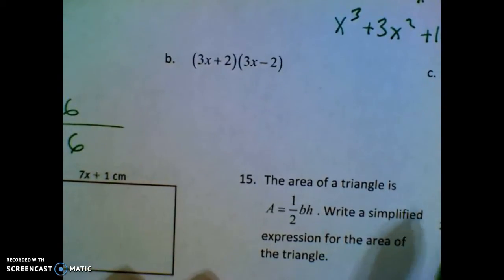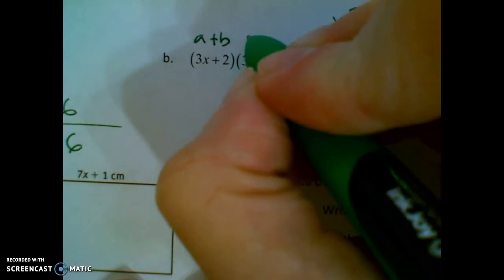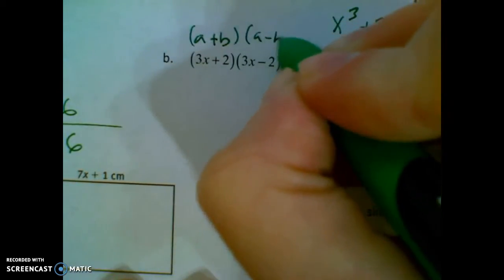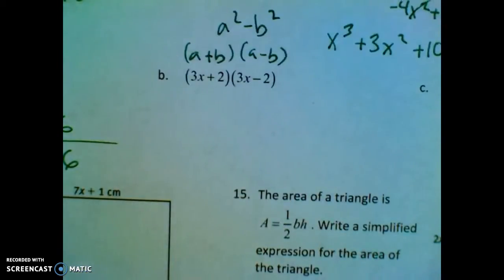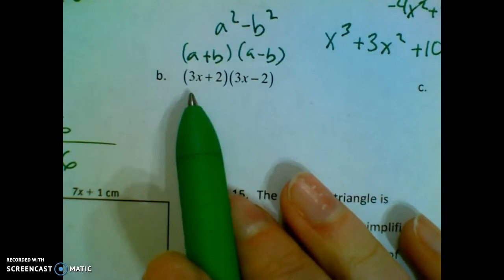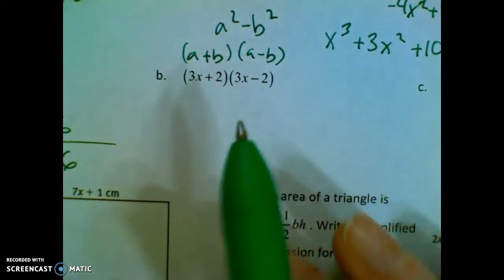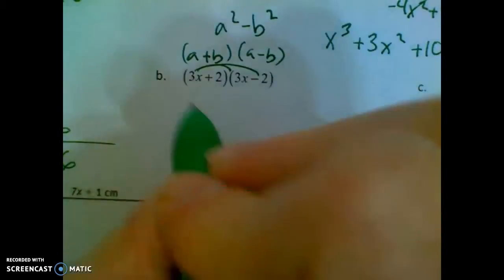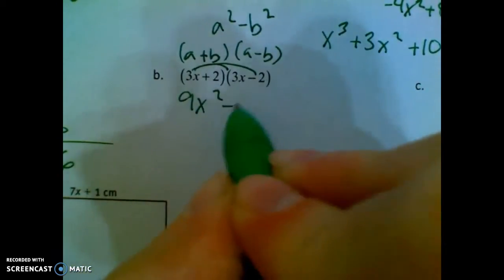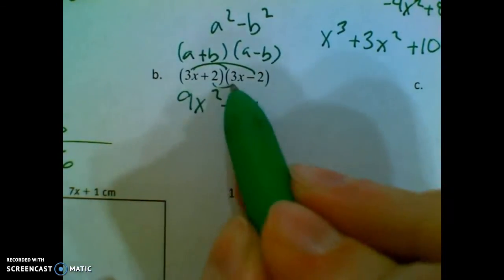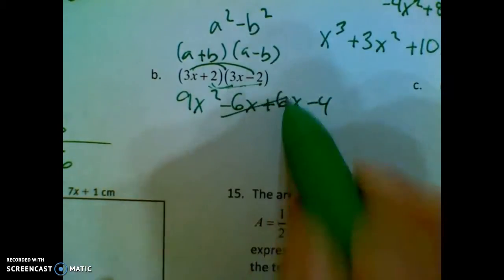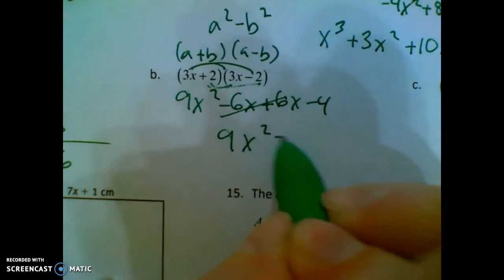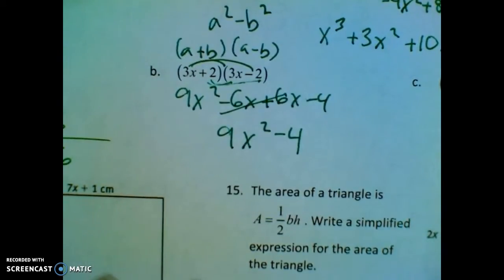Alright, this guy, hopefully you recognize, is an a plus b times a minus b scenario, so it should end up being a squared minus b squared. So I could easily just automatically see that it's 9x squared minus 4, but let's go ahead and do the math. So there's times that. You get 9x squared minus 6x. Do 2 times both of those, you get plus 6x minus 4. Middle terms cancel, and there's your 9x squared minus 4.